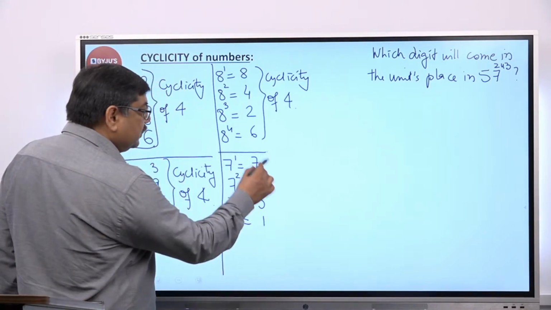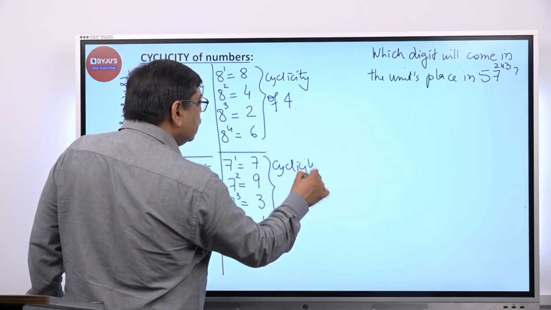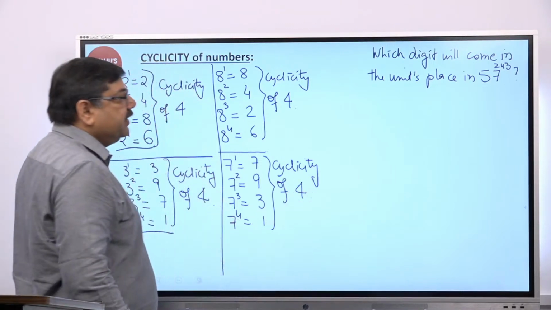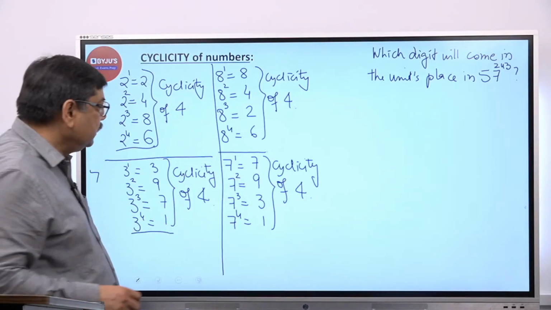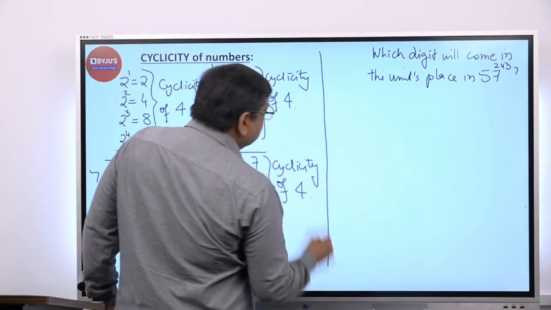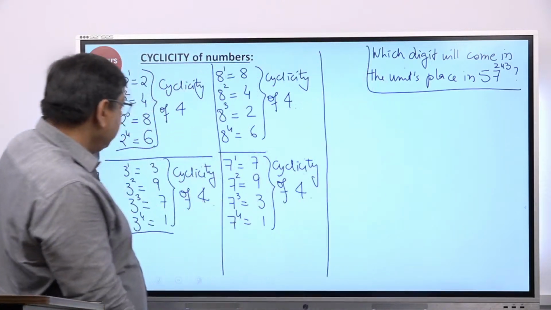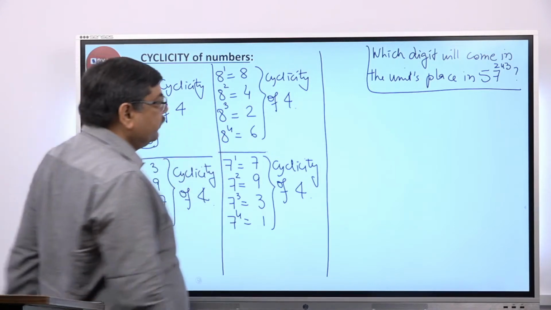So here also there is a cyclicity of 4 for 7. I hope this is clear. All right? Okay. Now let me take the other numbers in between. So 2, 3, I am taking up 4.